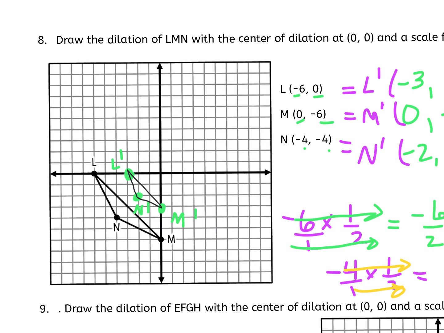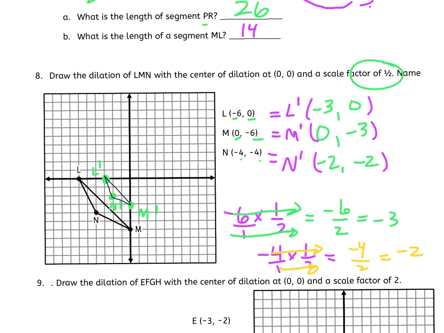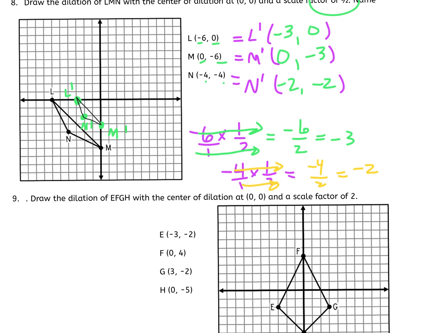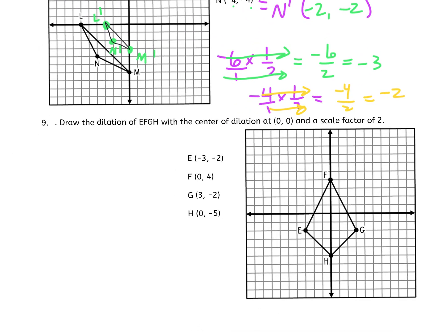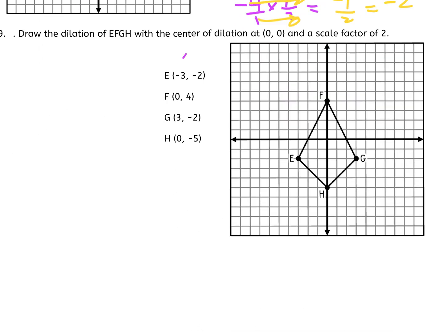And there it should look like it's half the size. Okay, so we need all of our ordered pairs and we multiply by the scale factor. Let's go on to number 9. Now the scale factor is 2. So everything in here will be multiplied by 2, all of these digits.